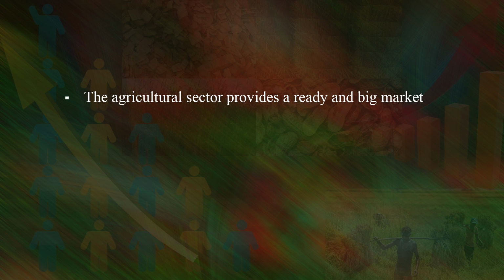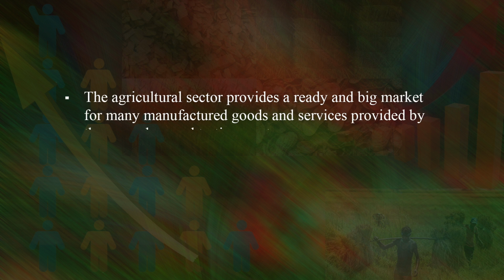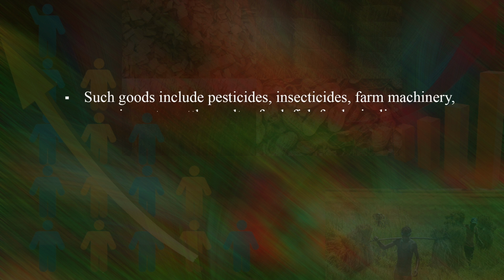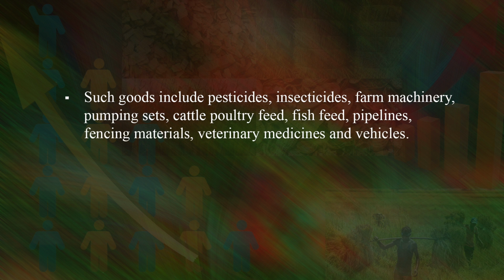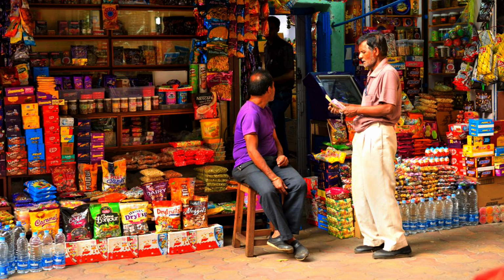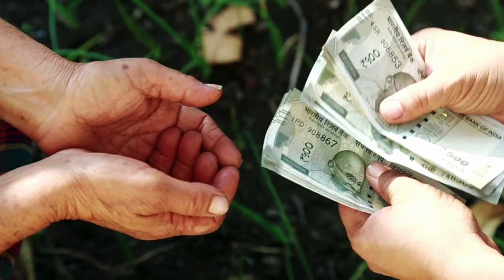It is a market for industrial goods and services. The agriculture sector provides a ready and big market for many manufactured goods and services provided by the secondary and tertiary sectors. Such goods include pesticides, insecticides, farm machinery, pumping sets, cattle, poultry feed, fish feed, pipelines, fencing materials, veterinary medicines and vehicles. Rural people also buy consumer goods manufactured by the industrial sector. In fact, now many big companies have their eyes on the rural market for their products and services. Thus, increased farm income and purchasing power is a valuable stimulus to industrial development.